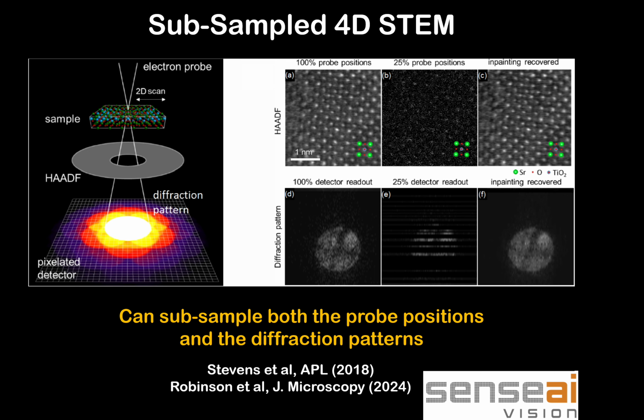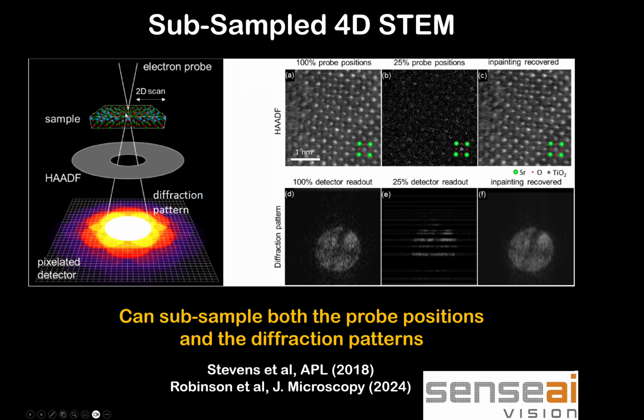Now, the first example I'm going to talk about is actually doing a 4D STEM. It's essentially the same method as doing EBSD, except you're looking at the diffraction pattern in transmission rather than in reflection. You get a full 2D diffraction pattern at every location of the beam.